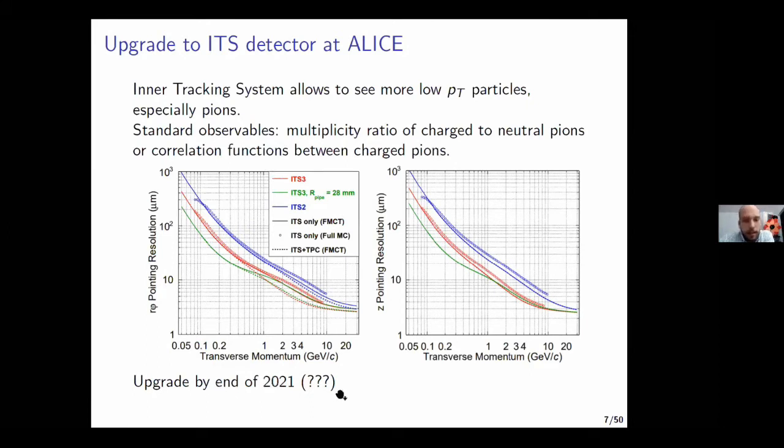Like I said, the upgrade was scheduled for the end of 2021, but given the world's uncertainty, we don't know exactly when that might be. Maybe it is delayed by a few months into 2022. Okay.